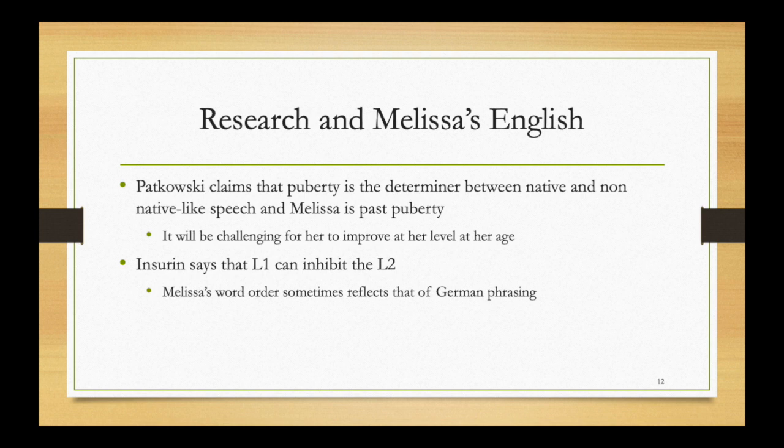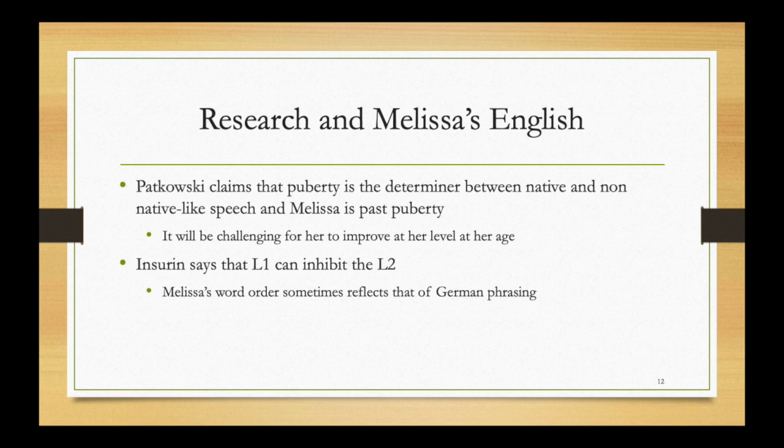With Isurin's study, she claimed that the L1 can indeed inhibit the growth of the L2. We can see that Melissa at times will mix up her word order. She says things like, "maybe she was first a man," which again shows that temporal phrase before the indirect object.